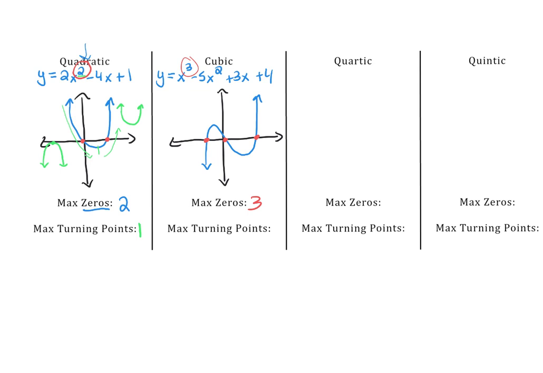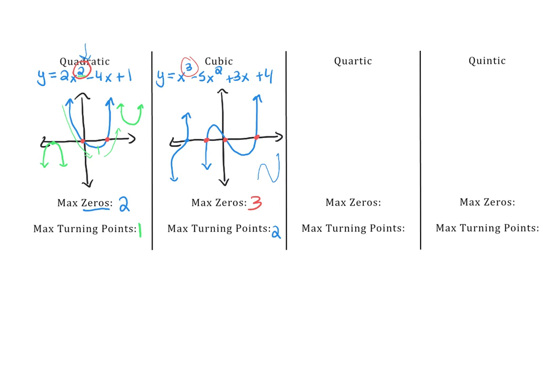A cubic function could just cross 1 time. But it cannot cross 2 times because that's going to cause a problem. You cross twice, you go up, you come back down, but we have to come back up for it to be a cubic. And then the number of turning points is 1 less than 3, which is 2.